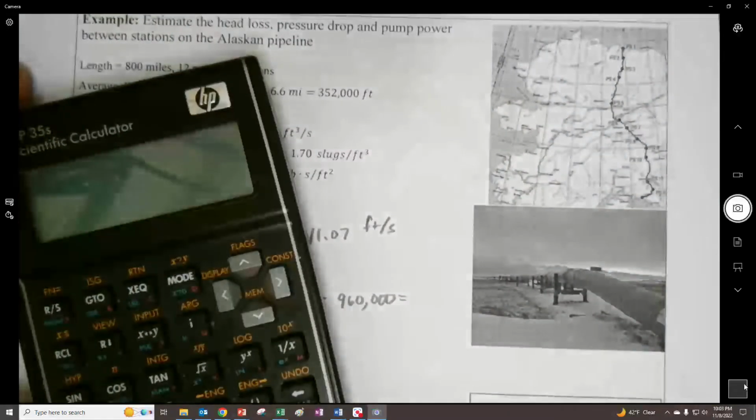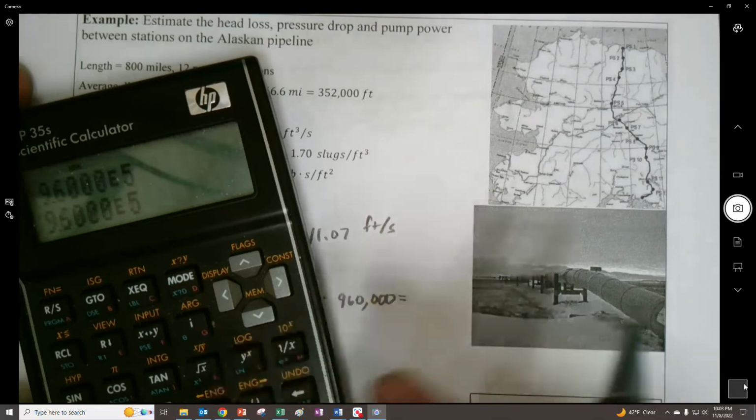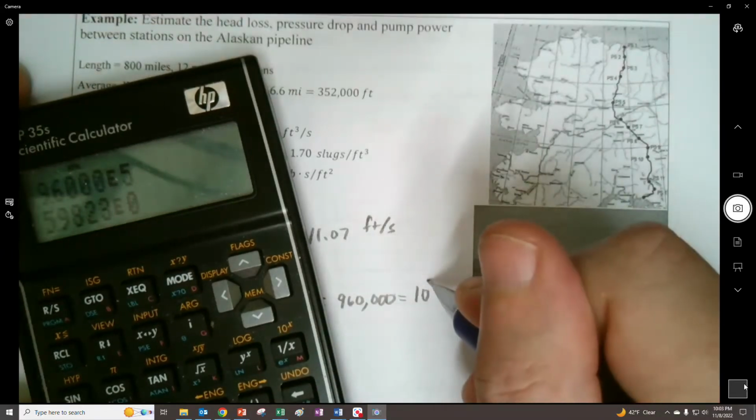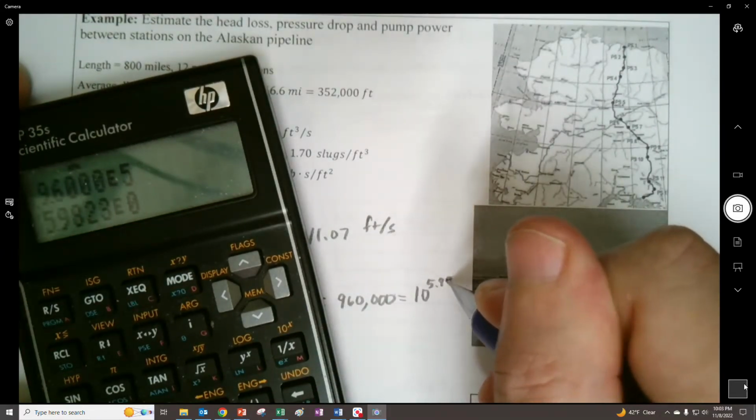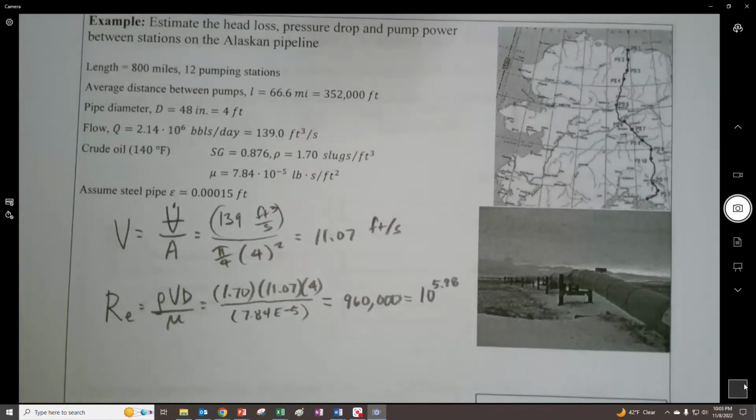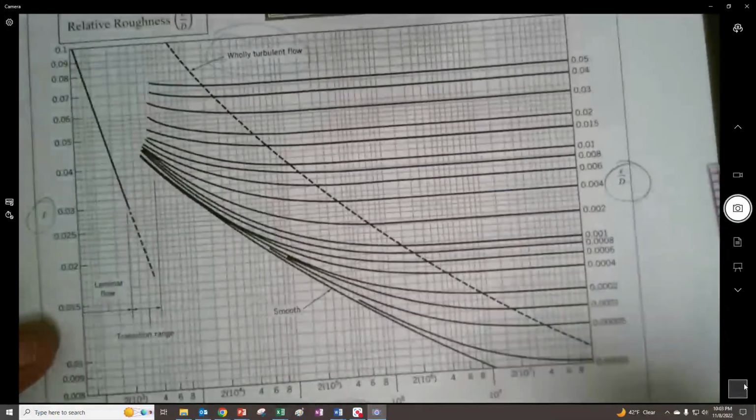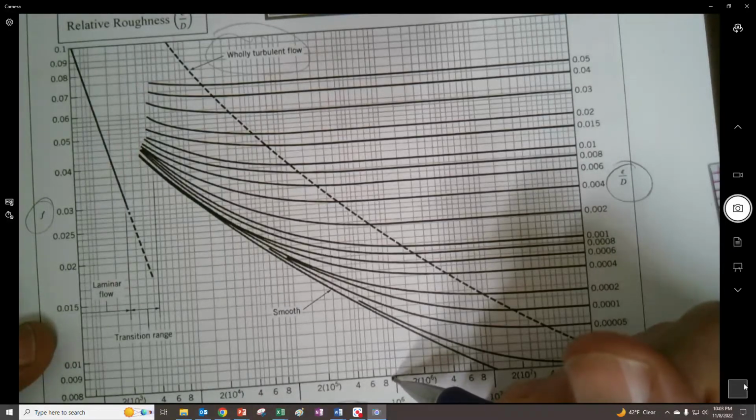So let's take that 960,000 and take the log base 10, so it's going to be 10 to the 5.98. And of course, it's almost a million, so that makes sense. So maybe we want to try to look this up. Like I said, I've decided to do it both ways. So here is about where we are, right in there.